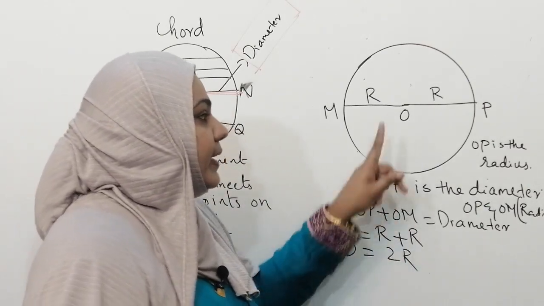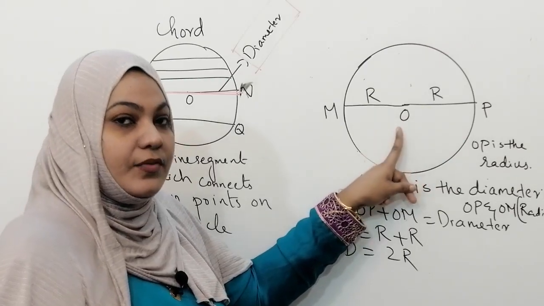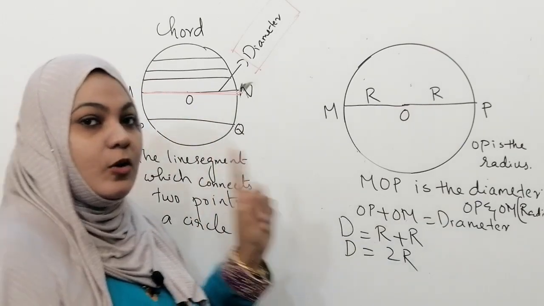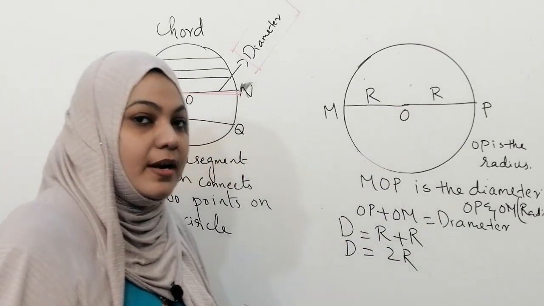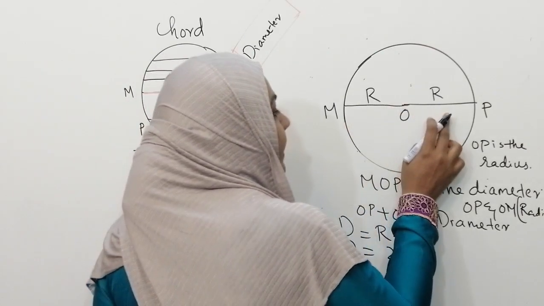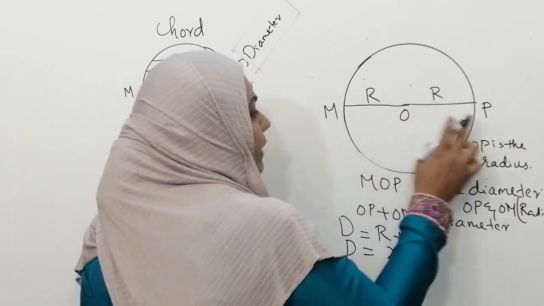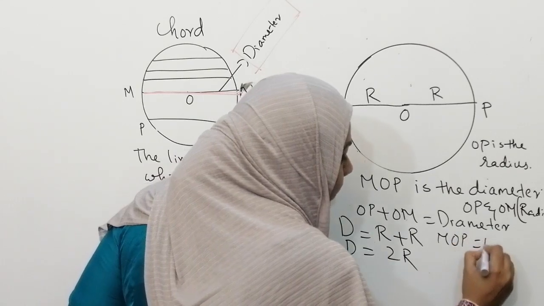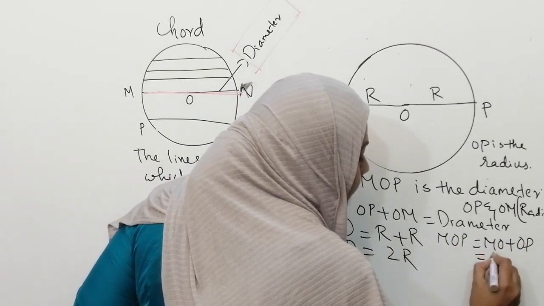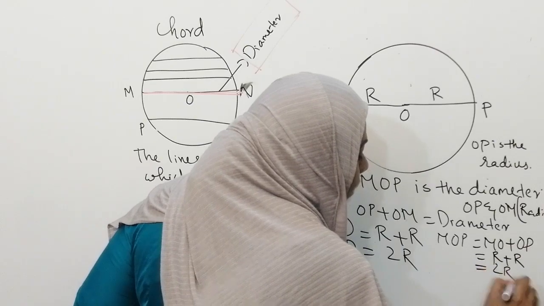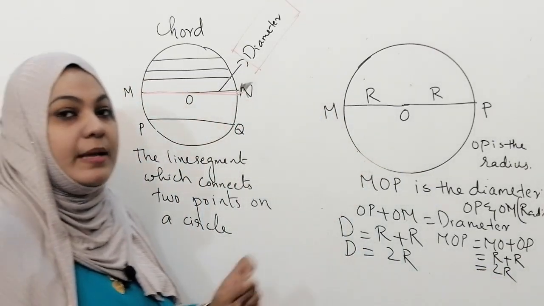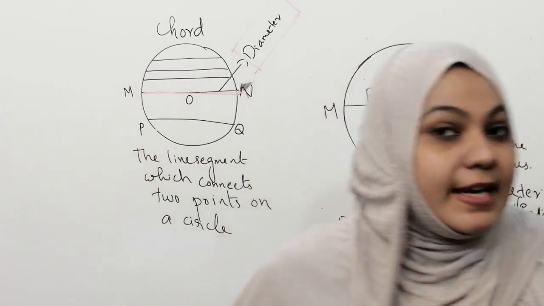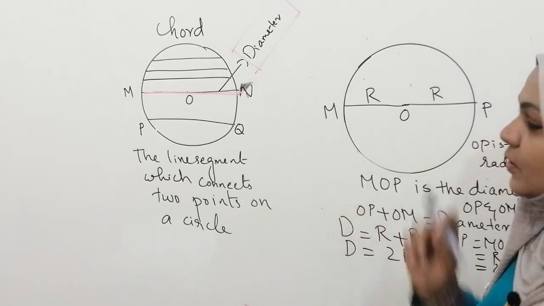So, radius means what? The line segment which starts from center of the circle to the edge or boundary of the circle. What is the definition for diameter? The chord which passes through the center of the circle is called diameter. Here you can see both are radius. So, what is the diameter here? MOP is equal to MO plus OP, that is R plus R, that means 2R. So, 2 times radius is our diameter. I hope you all understood what is center of the circle, radius, diameter, and chord of the circle.